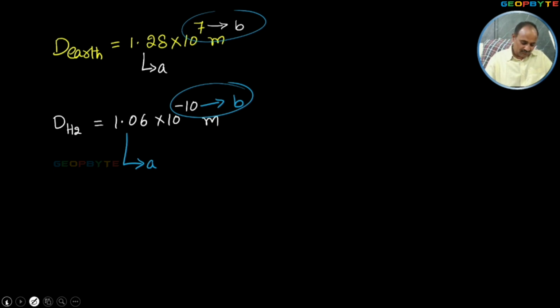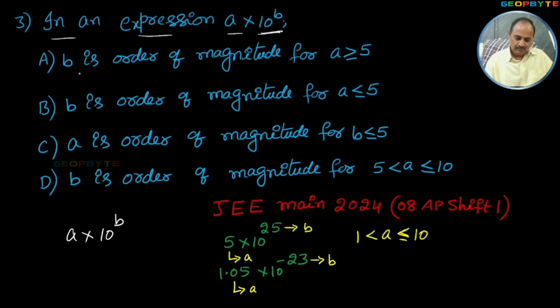Okay. Having that information, look at the options. Option A: B is the order of magnitude for A greater than or equal to 5. Equal to 5 may be correct. Greater than 5 means it may be any value which is more than 5. But A should always be less than or equal to 10 only. A can never be more than 10. Here it is simply given A more than 5. More than 5 means it may be 20 or 100 or 120. So option A is not correct.